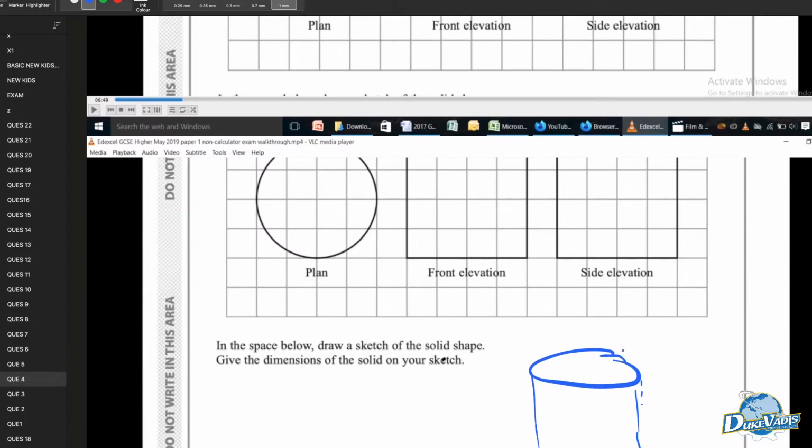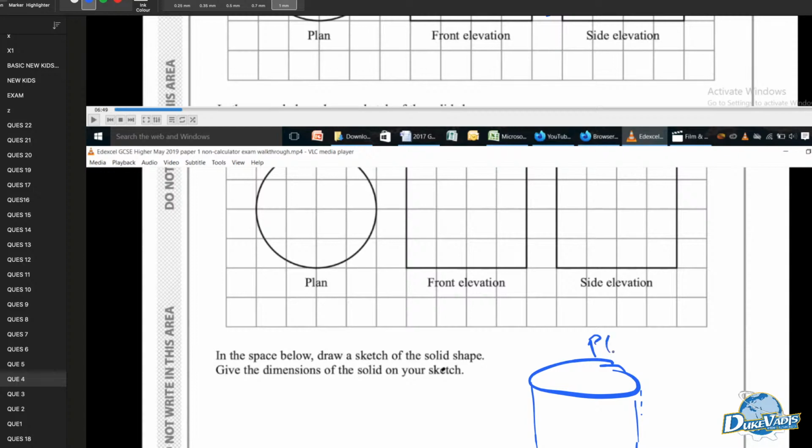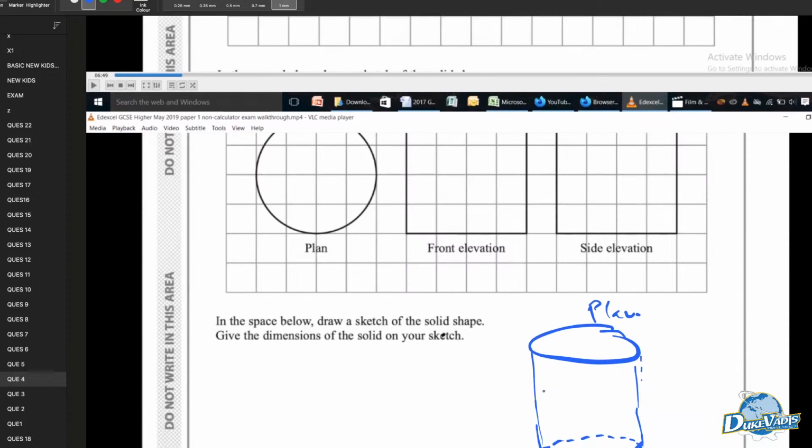Obviously, the top is the plan, as you can see. Here is the front elevation, the front elevation, FE, and this is the side elevation. So they say in the space below, draw a sketch of the solid shape given the dimensions of the solid on your sketch. So that's what we draw. You get it? Given the dimension. So let's draw it properly.